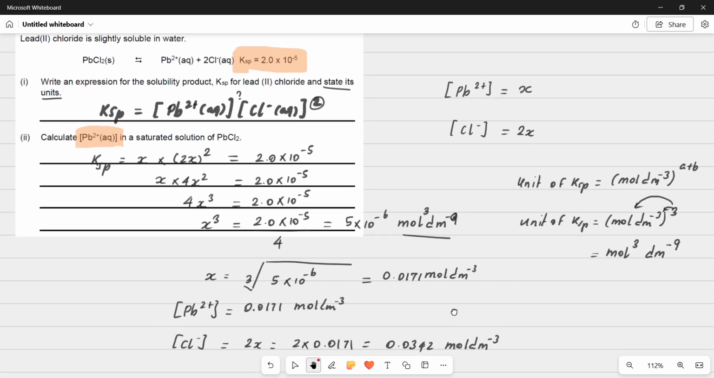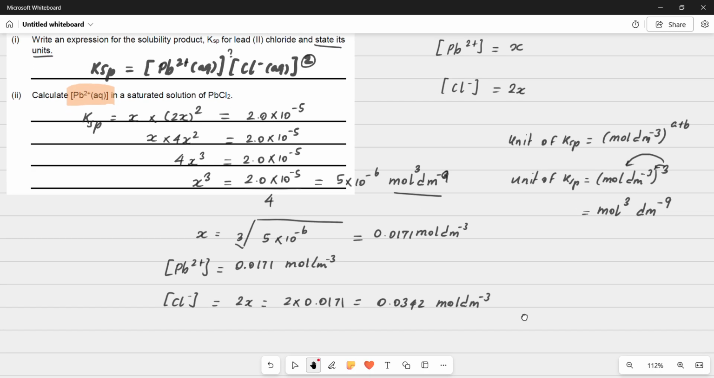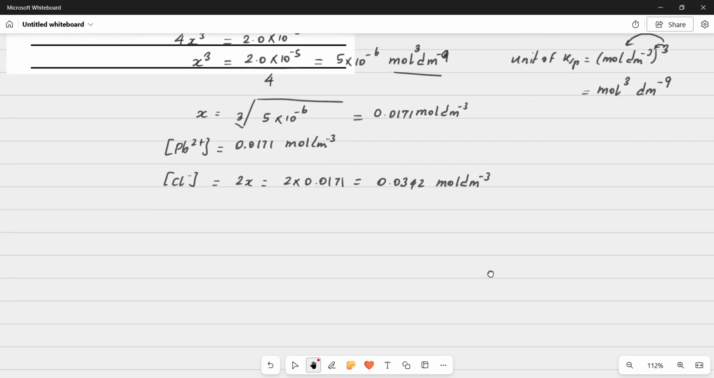I'm going to take one more example to calculate Ksp from the solubility. So I take one question.